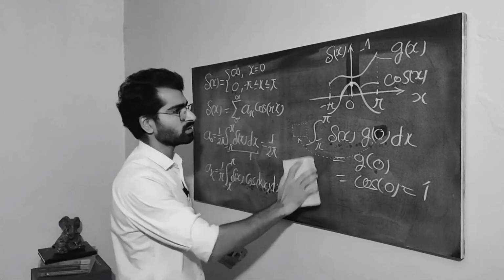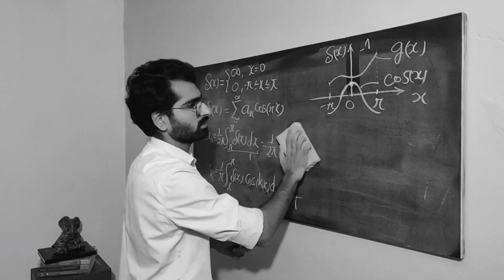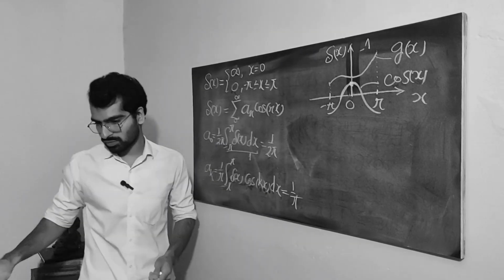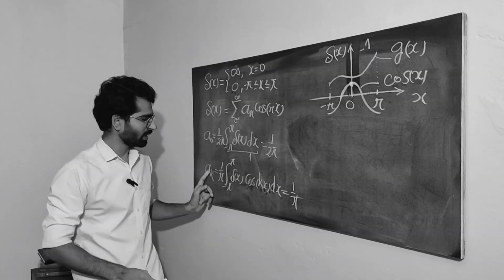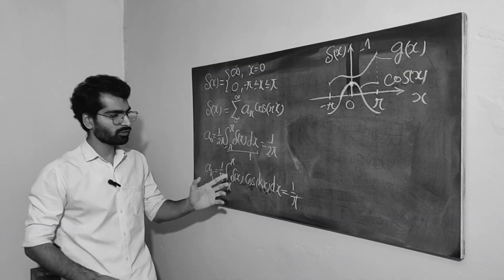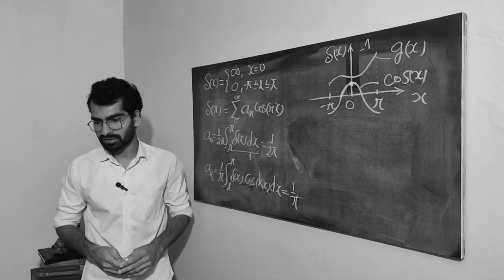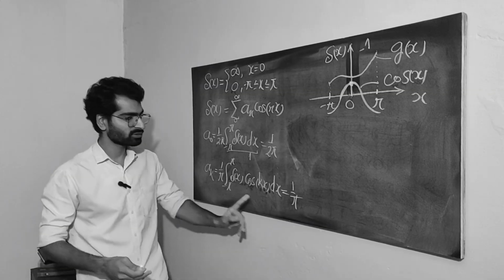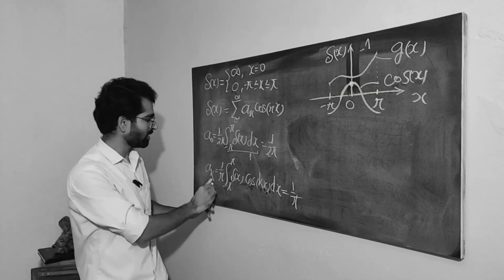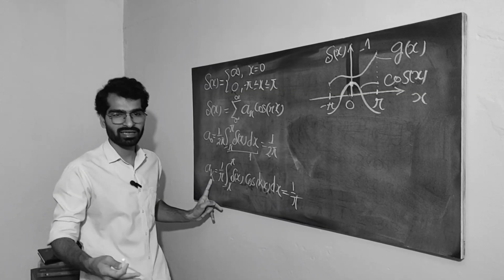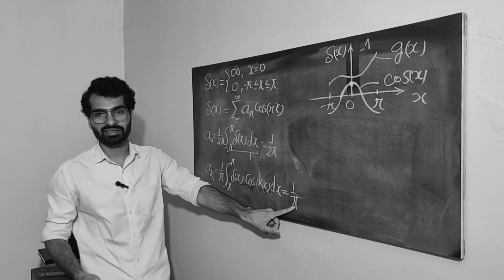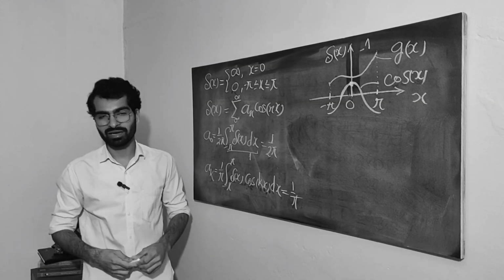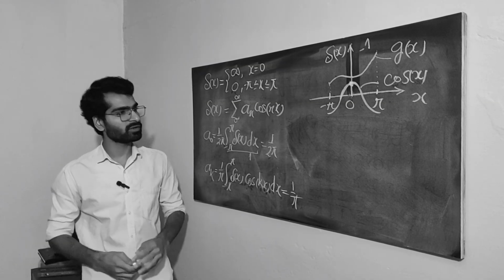So let me remove it. All the cosines, all the frequencies, and all the harmonics are going to have the same amplitudes. Look, it doesn't matter now whether k is 1 or k is 2, because it's a constant. So all the cosine waves are going to have the same amplitudes.